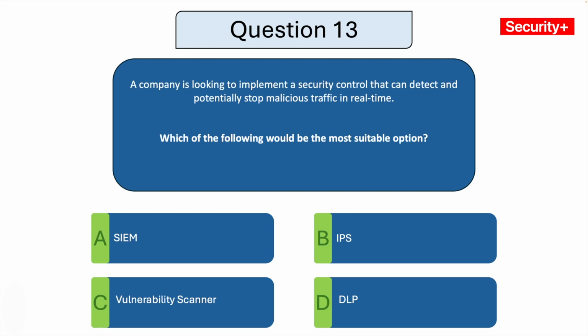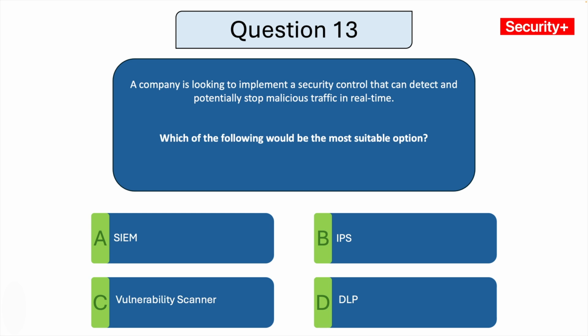Question 13. A company is looking to implement a security control that can detect and potentially stop malicious traffic in real time. Which of the following would be the most suitable option? A, a SIEM, B, IPS, C, vulnerability scanner, or D, DLP solution. All right, so which one of these both detects and potentially stops malicious traffic in real time? Out of all of these, I would say that only one of them is designed to do this exact thing, and that's going to be B, IPS, which is Intrusion Prevention System.